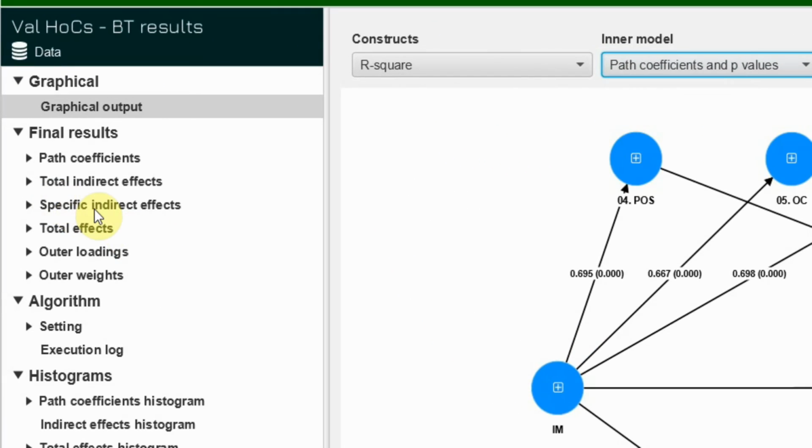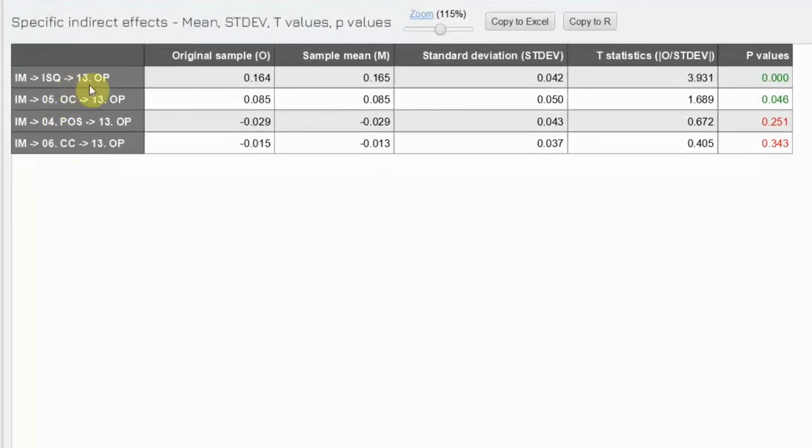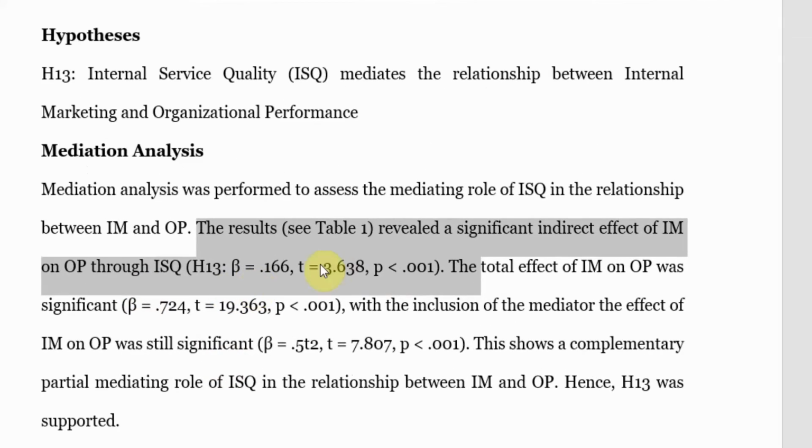Where is it? Specific indirect effect. IM on OP through ISQ. Here it is. Is it significant? Yes, it is significant. So the impact of IM on OP through ISQ is significant. So ISQ is mediating the relationship between IM and OP. And you simply report the results here.